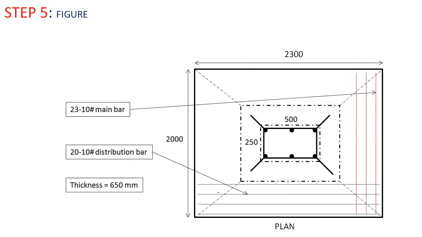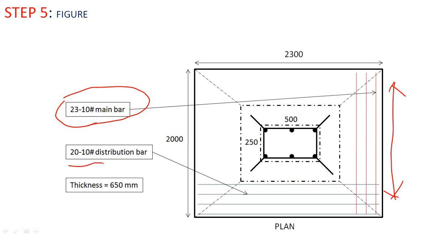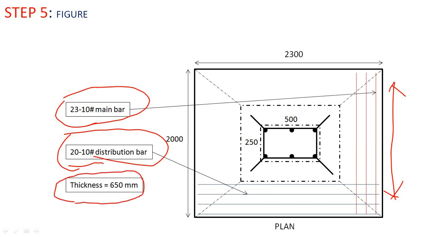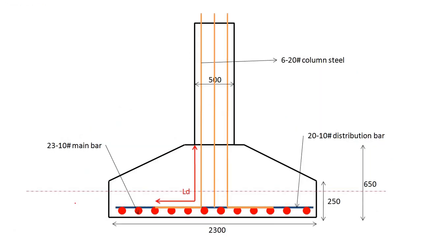So next we will see the last step as the figure. So here we can see the size of footing as well as the size of column. So we have provided main bars in these directions. So it is 23 of 10 mm dia, and the distribution bar as 20 of 10 dia, and the total thickness, or we can say the overall depth, is 650 mm. So here you can see the section.